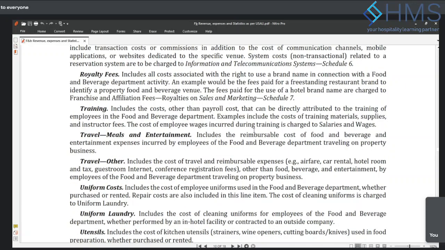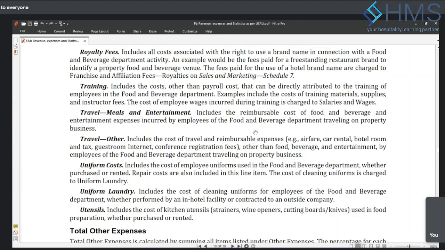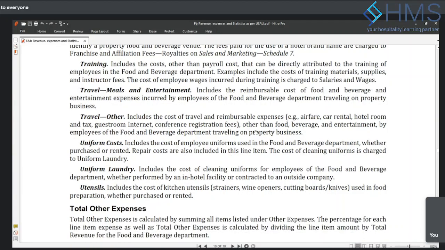your training expenses, including the meal and plastics and the supplies that you use in training, travel meal, and we have all these other costs we have already discussed in the room department, so we'll not go through them again. Utensils is the last item. So you can see the cost of utensils, strainers, wine openers, which are used in the food preparation, whether we purchase or we rent. So these are kitchen utensils. So these are the F&B expenses.